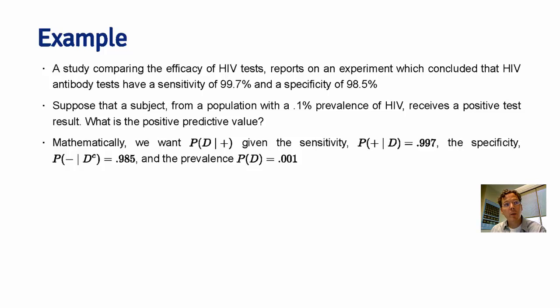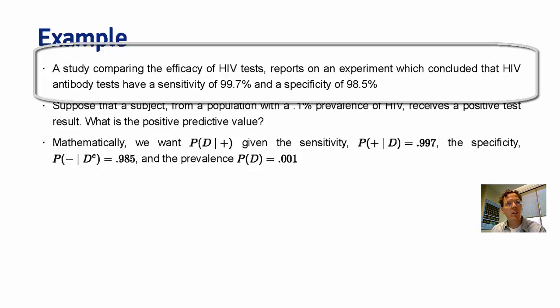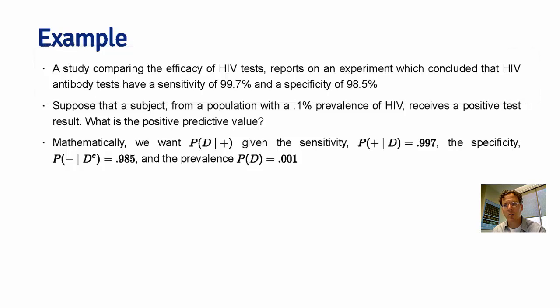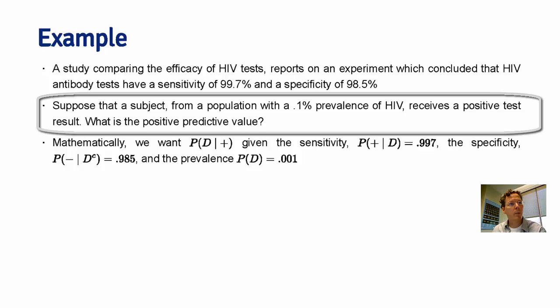Let's go through an example. A study comparing the efficacy of HIV test reports on an experiment which concluded that the antibody tests have a sensitivity of 99.7% and a specificity of 98.5%. These are kind of made up numbers, so don't think of these as cardinal truths about antibody tests for HIV. Suppose that a subject from a population with a 0.1% prevalence of HIV receives a positive test result. What is the associated positive predictive value?